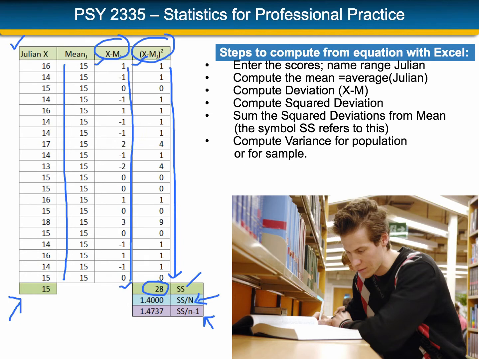So it's not so hard to compute the variance, but one of the things that's important to recognize is the fact that we've changed units. Julian's original scores were in quiz points, but the variance, because we squared those deviation scores, is now expressed in squared quiz points. And you can tell right away that that's a unit that doesn't make much sense. So the next thing we're going to do is look at the standard deviation, which is a way of getting back to the original units.